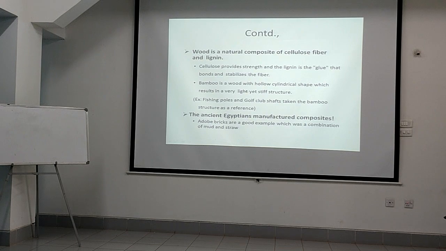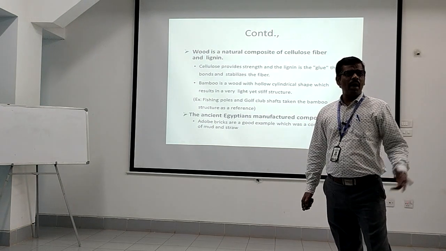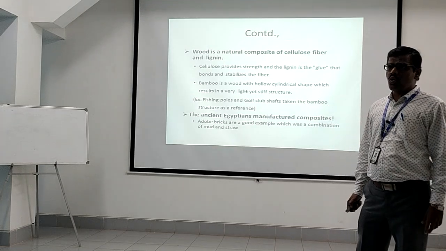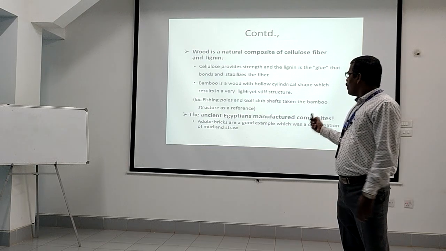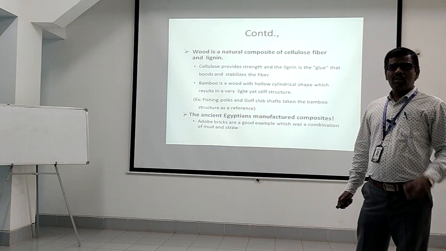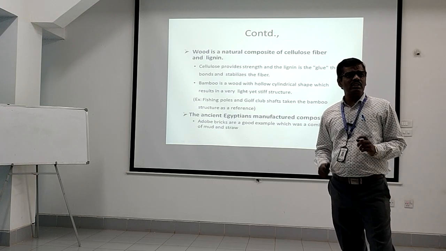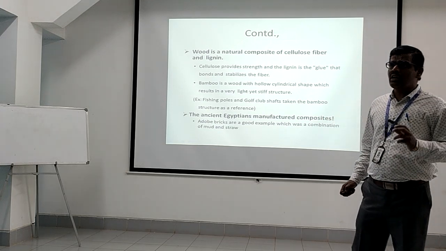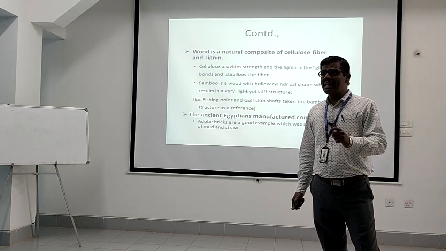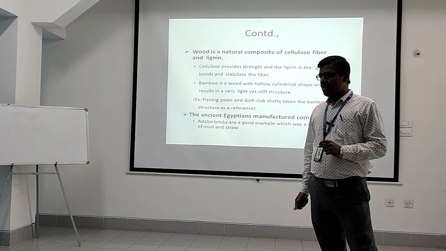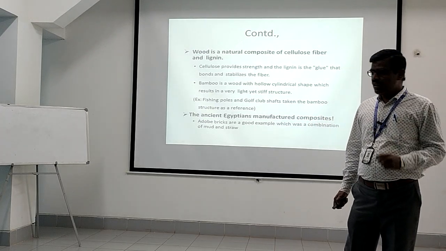Wood and bamboo are natural composite materials because they are available in nature, so we can call them natural composites. Wood contains cellulose and lignin. The cellulose in the wood provides the strength to the fiber, and lignin acts as a glue that bonds and stabilizes the fiber.